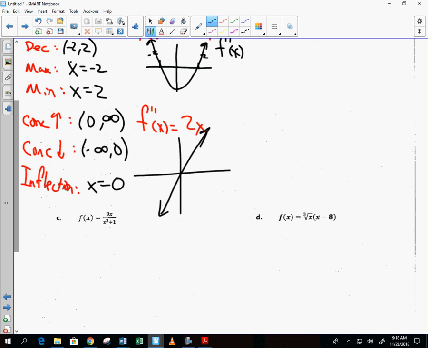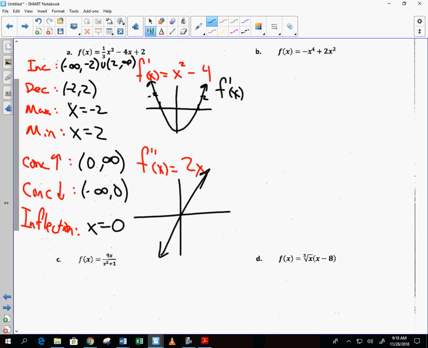Exactly. Okay, so Grace is picking up on something here. It looks like concavity goes from concave up to concave down. You see a division at 0. It should be x equals 0 then. We good?